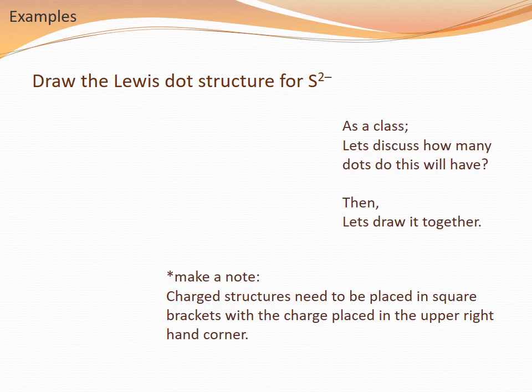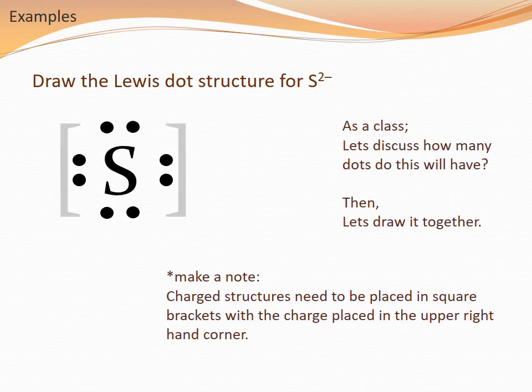So let's draw the Lewis dot structure for sulfide. Now, sulfur is in the column that has 6 dots. But since it has a -2 charge, I'm going to have to add on 2 more dots, which will mean sulfide has 8 dots. So I'll draw a big S. There's 1, 2, 3, 4, 5, 6. So that's what sulfur would look like if it wasn't charged. But again, I've got a -2 charge, so I have to add in 2 more dots. So there we go, 8 dots. Make some nice big square brackets, and then I write a -2 up in the right-hand corner. And that question is now complete.